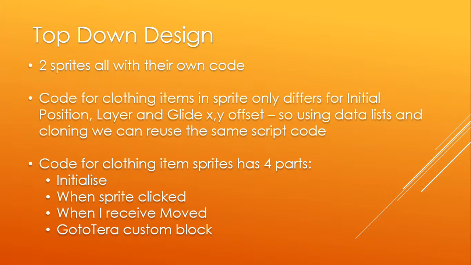Okay, so top-down design, we have two sprites with all the code. We'll break that code down under each sprite. The code for the clothing item sprites is the same; the only difference is the initial positions and their offsets. The code can be broken down into four logical areas: the initialize part of the program, the when sprite clicked program, when I receive the moved command, in other words Tera is moved, and a go to Tera custom block, which can be called from both the clicked and moved scripts.